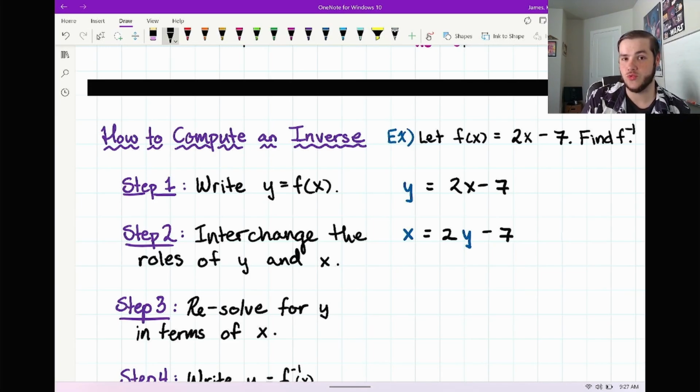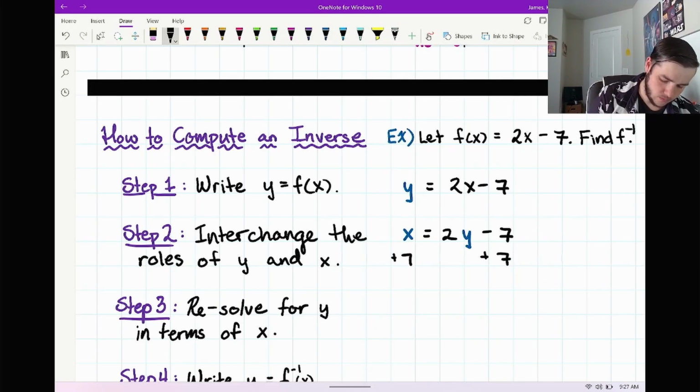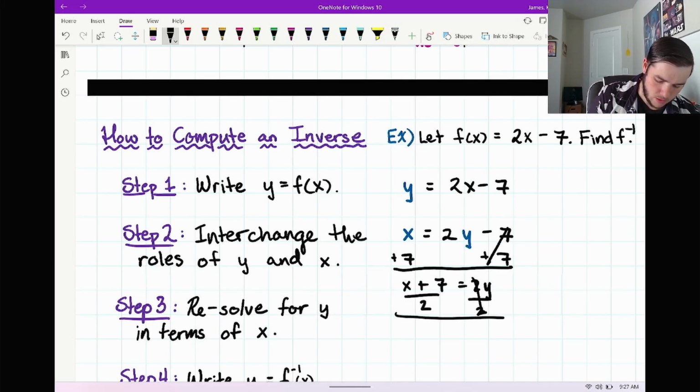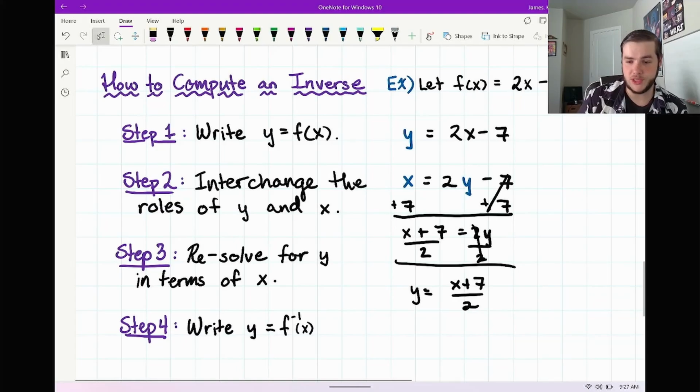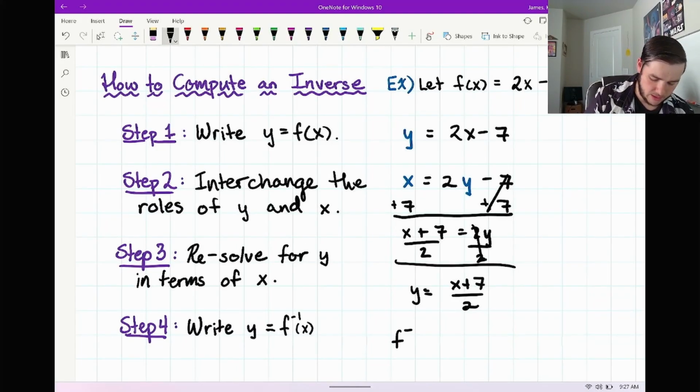Now, I just need to resolve for y. So I would add the 7 over. And I get x plus 7 equals 2y. And now I divide by 2 to get y equals x plus 7 all over 2. The last step is to just replace y with f inverse of x.